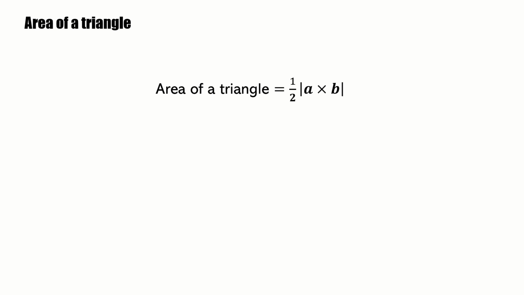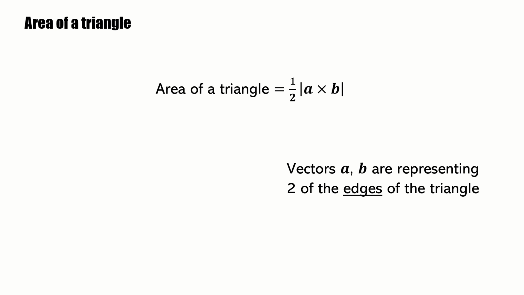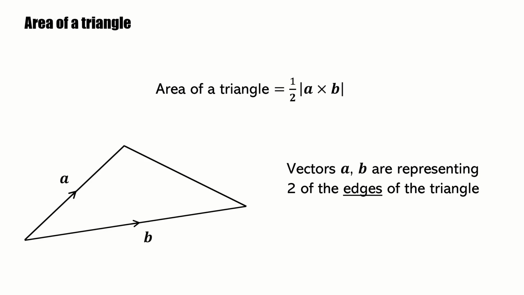of the vector A cross product with the vector B, where the vectors A and B are representing two of the edges of the triangle. I must stress that it is the edges of the triangle, not the corners, not the vertices, the lines, the edges themselves. And I'd also like to point out that personally, when I do this stuff, I always make my vectors A and B be two edges coming out of the same vertex on the triangle.